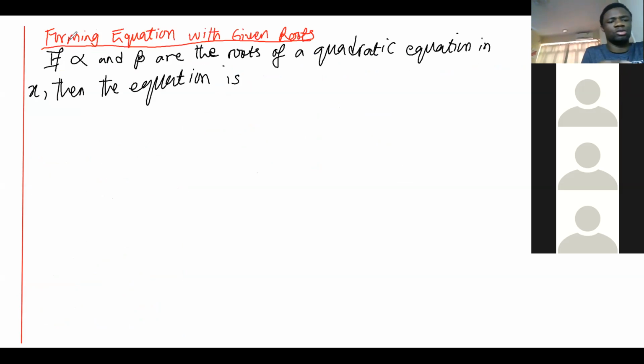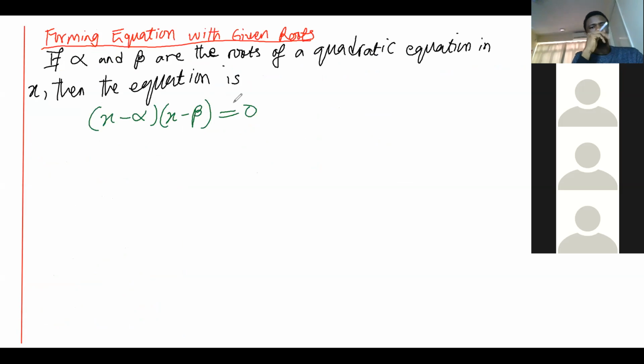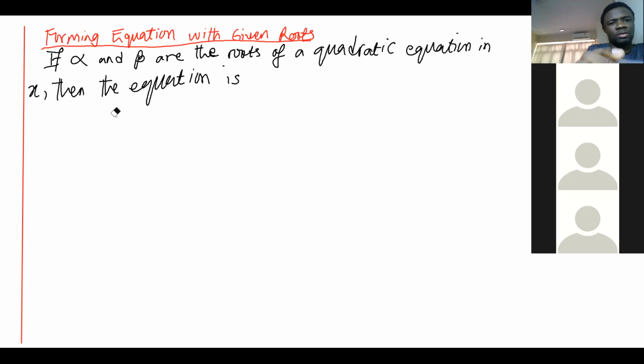So if alpha and beta are the roots, then the equation, I'm going to put it in 2 ways. One way is this. The equation must have been x minus alpha in the bracket, also x minus beta in the bracket, equals 0. Do you agree? This is one method. Put it in the box. The equation is x minus alpha, x minus beta equals 0.